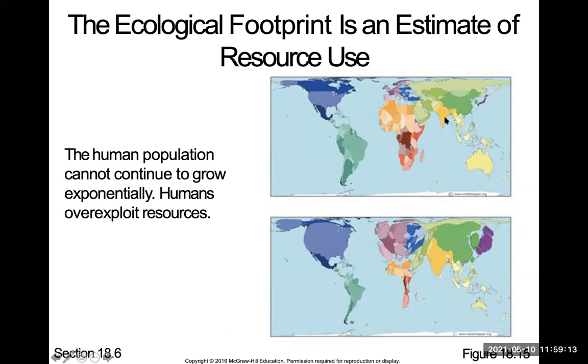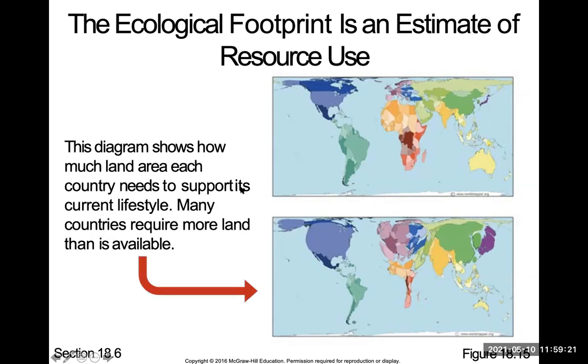Look at India here. This is how much space they need, or this China here. So they need more space than they currently have, and resources. The diagram shows how much land area each country needs to support its current lifestyle. Many countries require more land than is available.